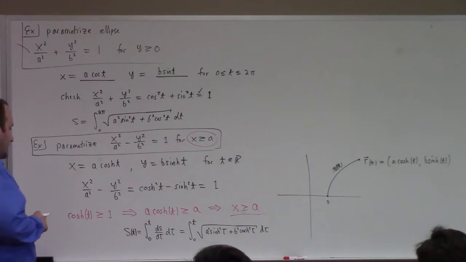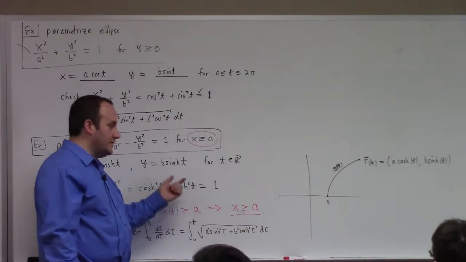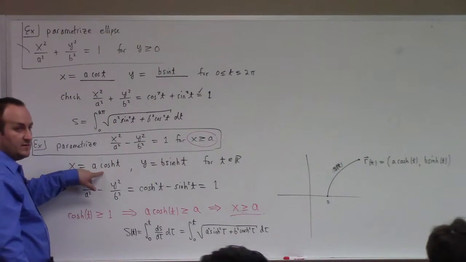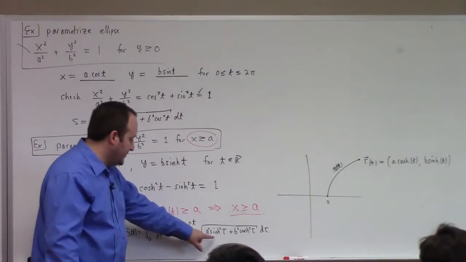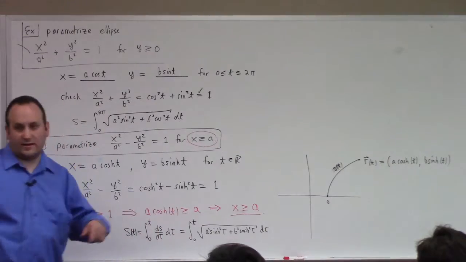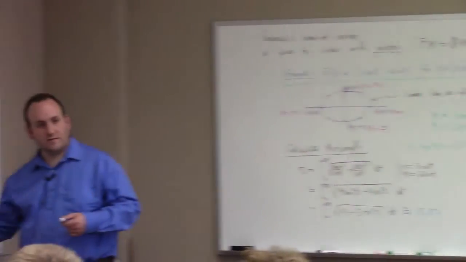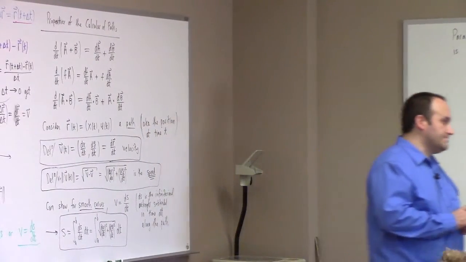The speed is the square root of dx d tau squared plus dy d tau squared here. So x is equal to this, so if I differentiate, I get a sinh. If I differentiate this, I get b cosh. So that gives me a sinh squared plus b cosh squared. Going back again to the definition of speed as being the square root of the x component squared plus the y component squared for the velocity.